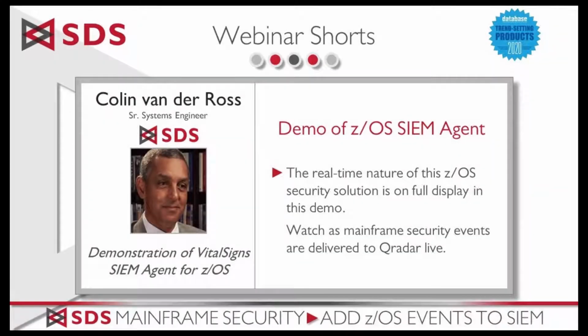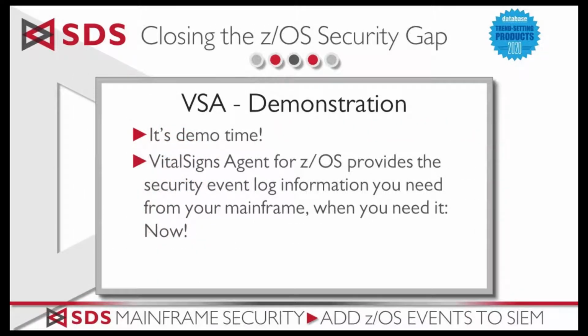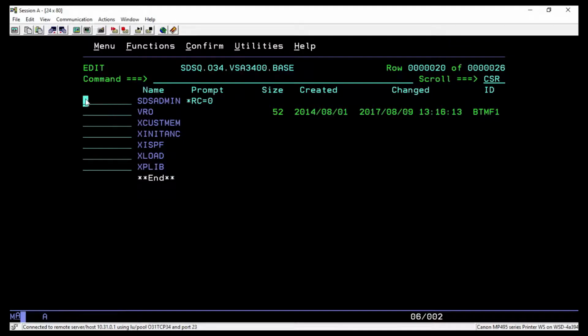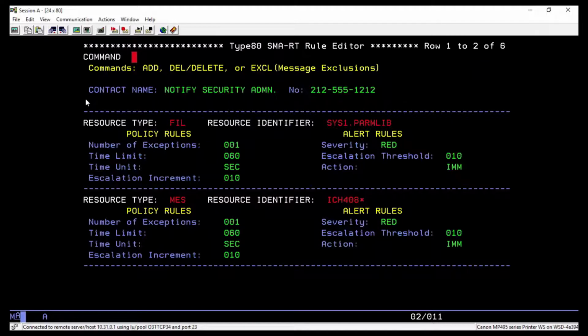Okay, so let's get to the live demonstration. I'm going to switch to one of my TSO sessions, and I'm going to illustrate to you how you can add some of these rules. So let's execute this. This is the ISPF interface. Remember, I told you they can also use a batch interface.